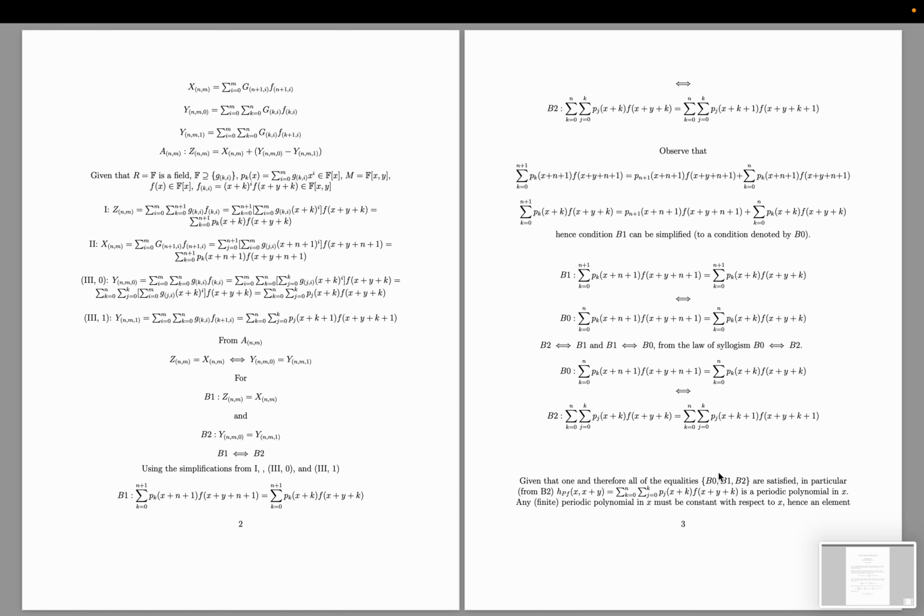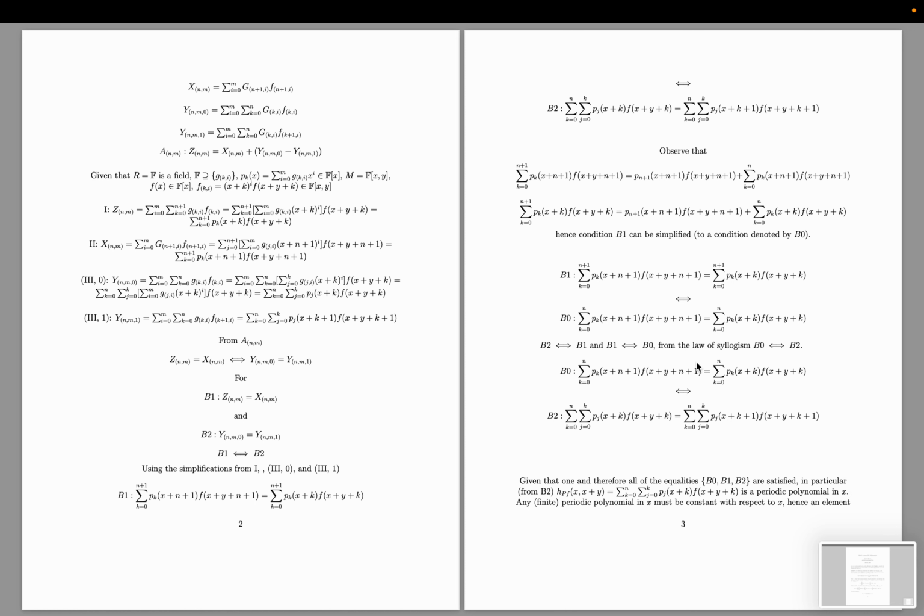All right, so let's see why that is. So B2 is this equality. The only difference between the left-hand side and the right-hand side is that on the right-hand side, we replace x with x plus 1. So it's a periodic polynomial in x with a period that divides 1. But the important part is that it's periodic, because any periodic polynomial in x must in fact be constant with respect to x.